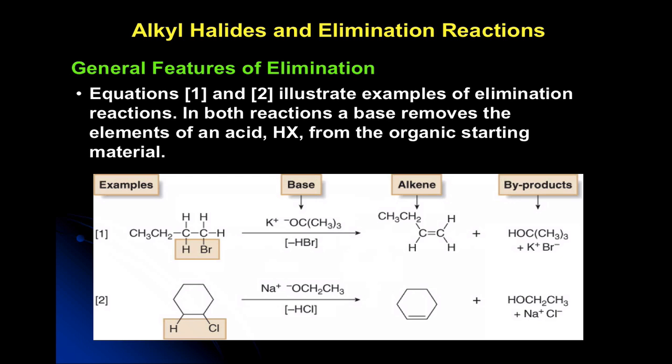Notice that the carbon-carbon double bond is between the carbons of the elements that we eliminated. Okay, so we eliminated hydrogen from this beta carbon, we eliminated the bromine from the alpha carbon, and that's where the pi bond is. And so now we have, how would we name this? 1-butene, that's right. So we end up with 1-butene.